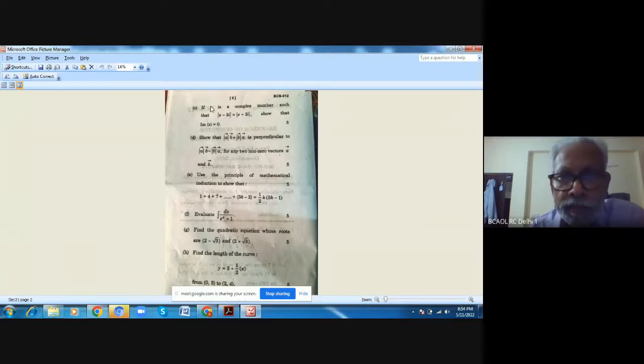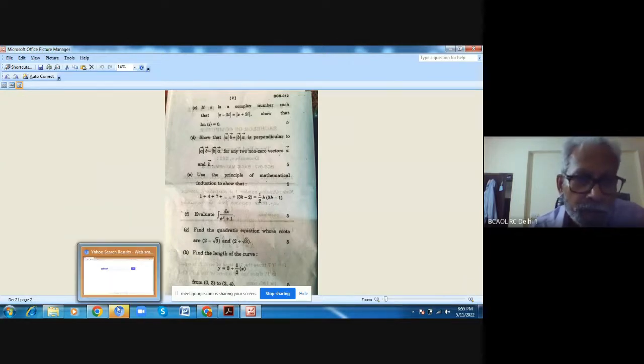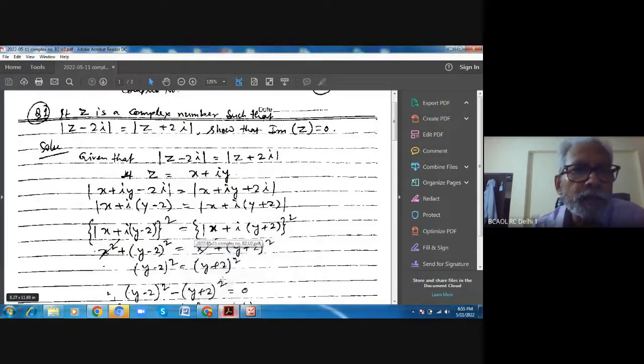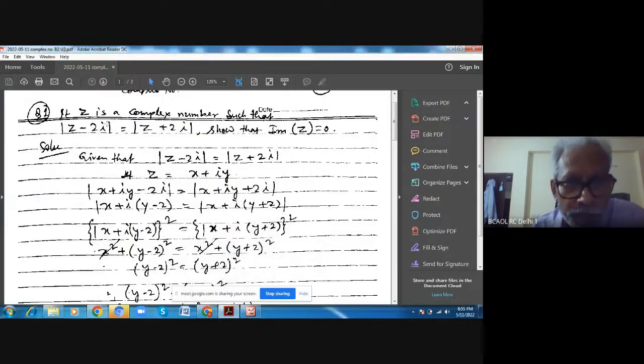Now I can show you these things in my own notes. Same question, I have taken it from the question paper only. If Z is a complex number such that, we have to show that the imaginary part is 0. So you have to show the 0.